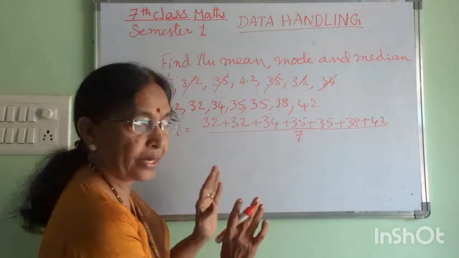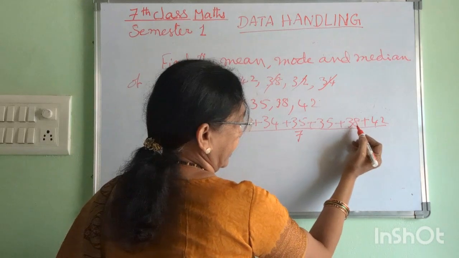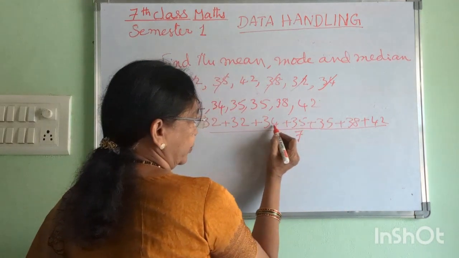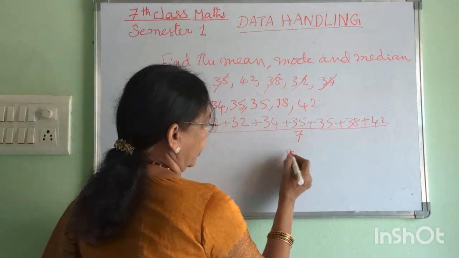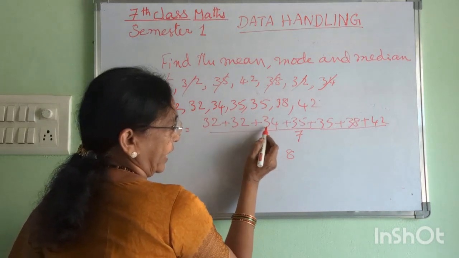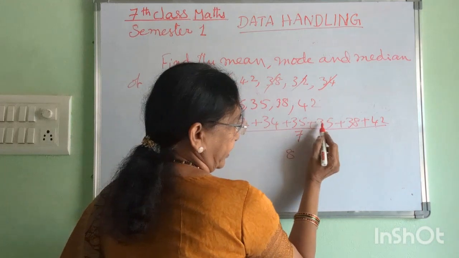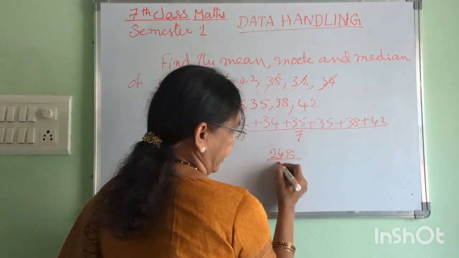So we have to add. First we will add the numbers in the ones place. 2 plus 8, 10. 10 plus 5, 15. 15 plus 5, 20. 24. 26, 28. 2 is there. 2 plus 3, 5. 5 plus 3, 8. 11, 14, 17, 20, 24. Divided by 7.